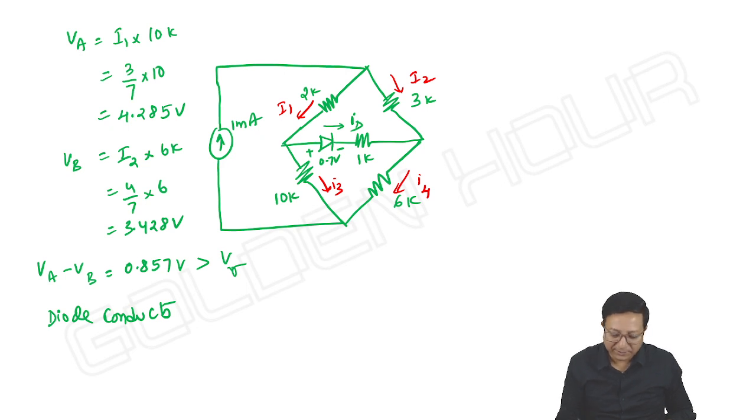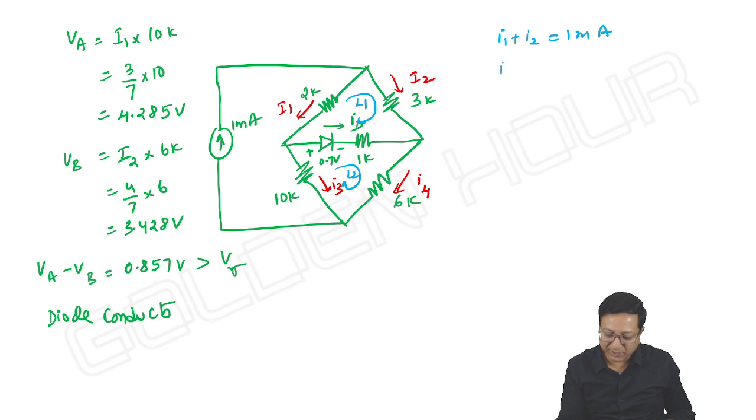Okay. Then we can take this as loop 1 and this one as loop 2. Apply KVL to loop 1. You will get one equation in terms of I1, I2 and ID. And I1 plus I2 is equal to 1 milliampere.